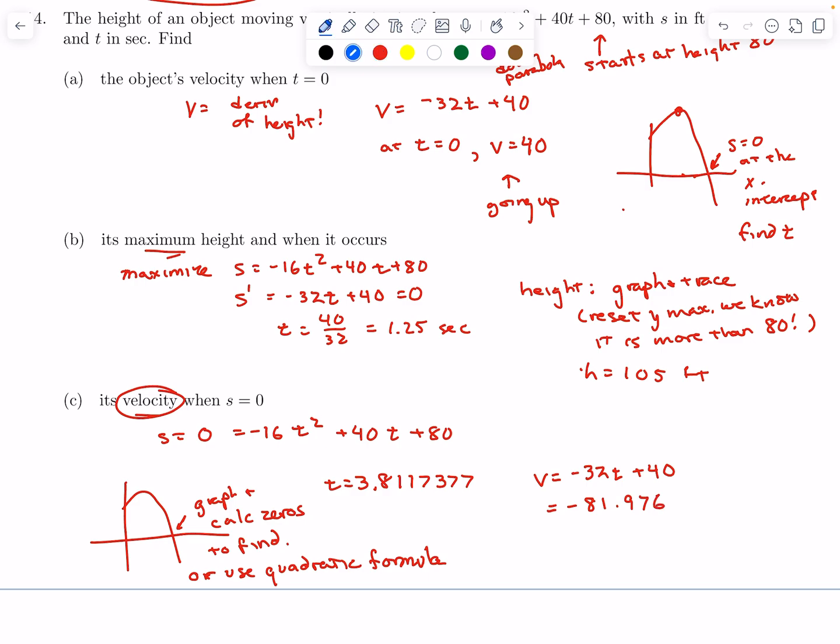Just as a final note, V should be negative when you're hitting the ground, because you hit the ground going down.